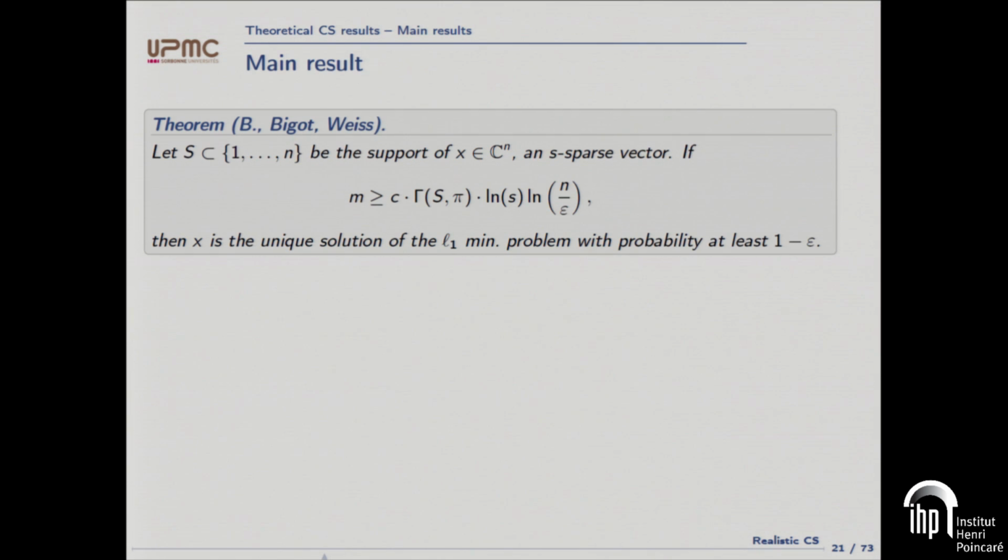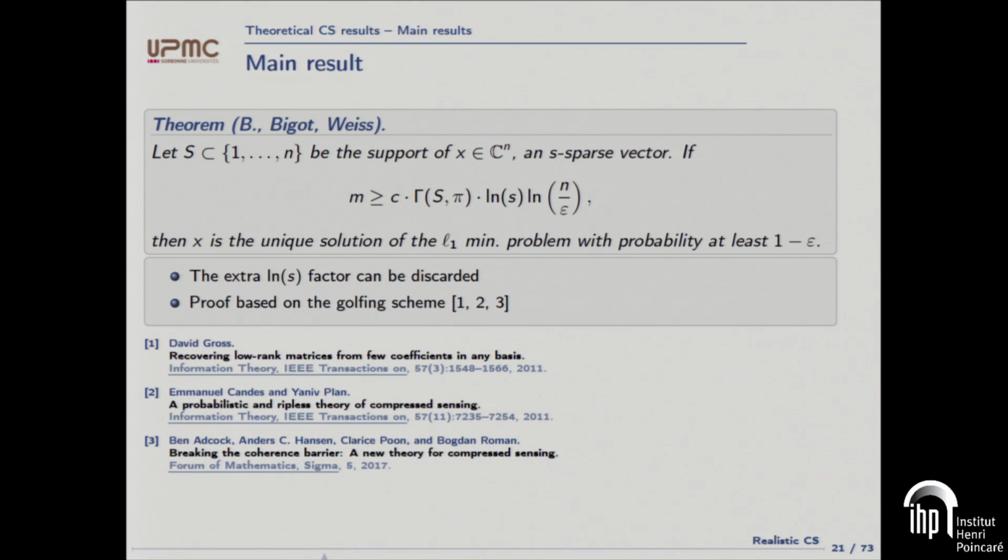And here is the meta theorem, let's say. If the support of your signal X is S, and if you ask the number of blocks of measurements to be bigger than gamma S pi times a logarithmic factor, then you can show that you will reconstruct your signal exactly with high probability. There is a log S factor, but it can be discarded here. And luckily, Guillaume Lecuyer is not here because he cares a lot about log factors.